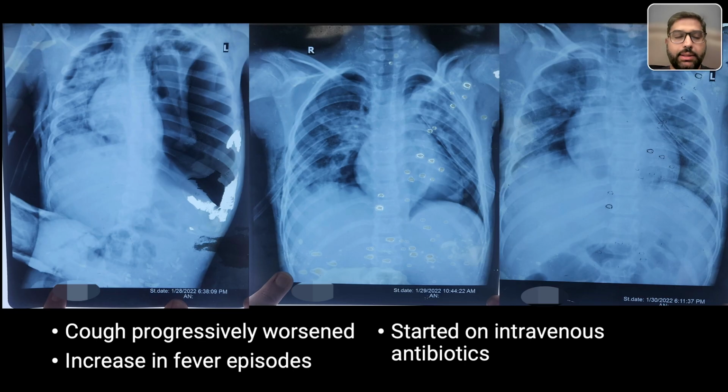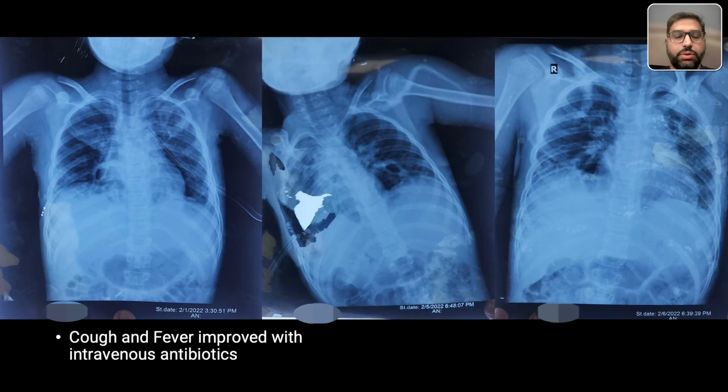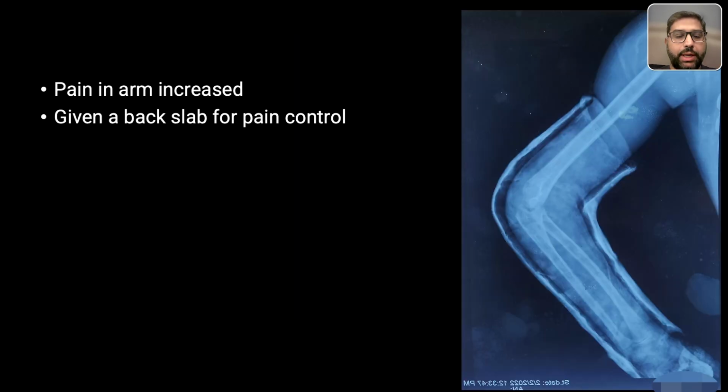As they say, the chest X-ray predates the pathology that's going on by about a week. So although her symptoms were getting a bit better, her chest X-ray started deteriorating. She was started on IV antibiotics. Next, please. After a course of a week or 10 days, her chest symptoms subsided and her fever improved. Next. But once the therapy was stopped, she again had pain in her arm, for which she was given a back slab for pain control. Next slide, please.